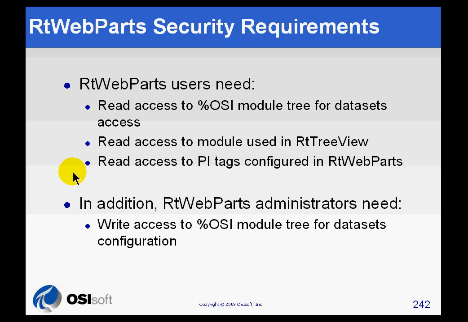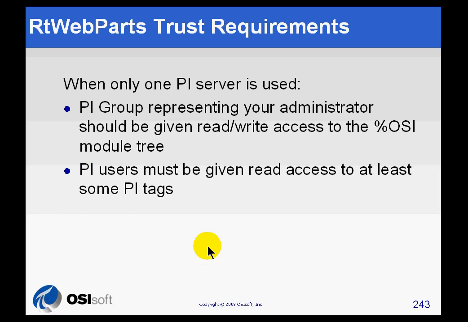I mentioned in the previous video that if you are going to be administering things in the RT baseline administration section, data sets, things like that, you are going to need write access to that %OSI module. So let's take a look at how you would do that on a system that's got basically a single Pi server, in which you need to set up some group representing all the administrators who need read-write access to the %OSI module tree.